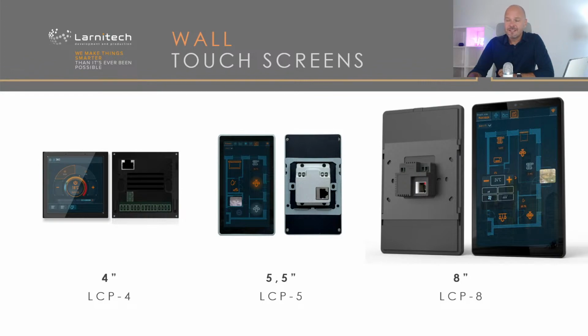5.5 and 8 are PoE, so you use just one cable to connect Ethernet network and power to them. And they go to a typical back box, the same one which is for a typical switch. And 4-inch you can also use, and 4-inch works from 230 volts. So you connect Ethernet and 230 volts. All of these panels also have Wi-Fi, so if you don't have direct connection to the system, you can use Wi-Fi with no problem.